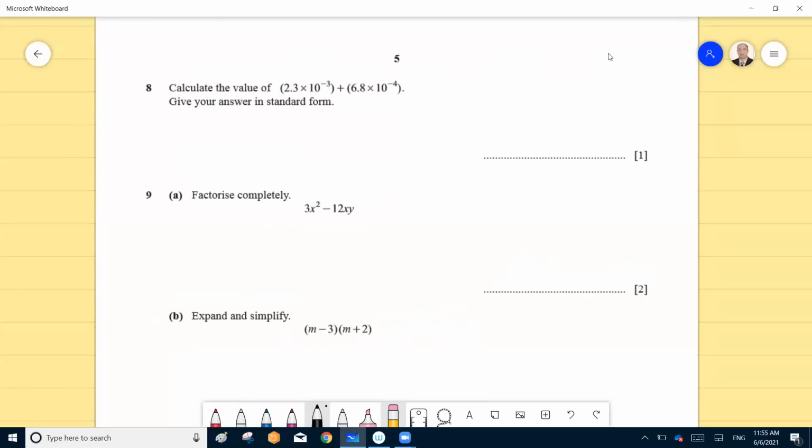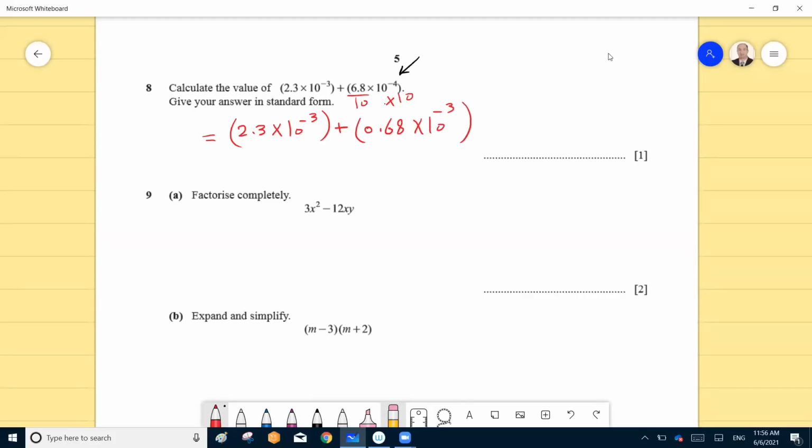Calculate the value. You have the sum of two numbers written in standard form. You can do it by only clicking on the calculator, but I want to show you how to do it yourself without a calculator. Go to the number that has a lower power. This number has the lower power, -4 is smaller than -3. Go to this number and just multiply it by 10 here and divide by 10 here. When you do this, the first number is still the same, 2.3 times 10 to the -3, plus the other number becomes 0.68 times 10 to the power of -3.